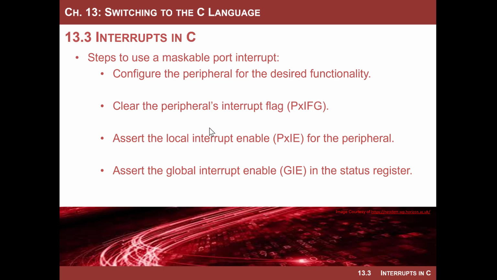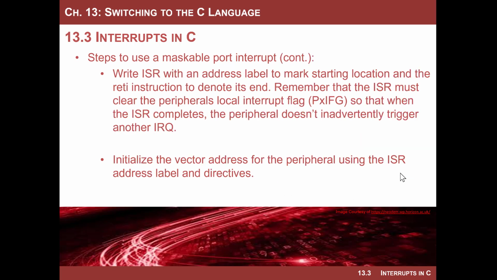Then to turn on the interrupts, all the peripherals are maskable interrupts. That means that each has a local interrupt flag or local interrupt enable, and each one is masked out by the global interrupt enable, or the GIE bit in the status register. So this is the exact same thing we learned about in assembly, but we're going to do it in C, okay?